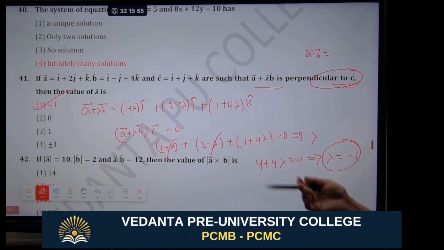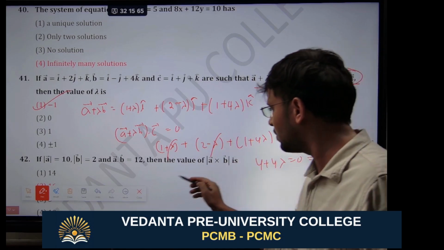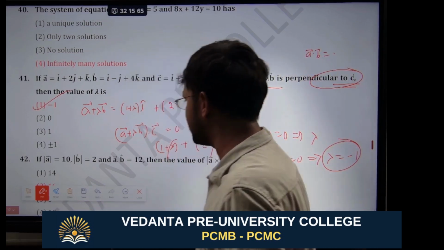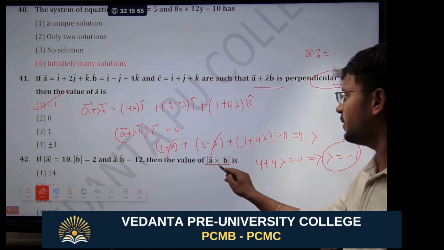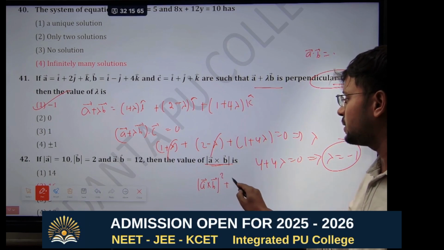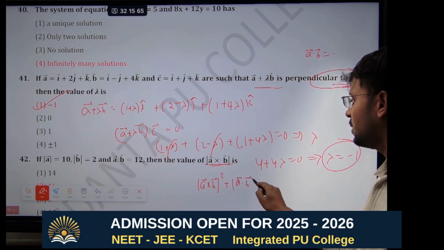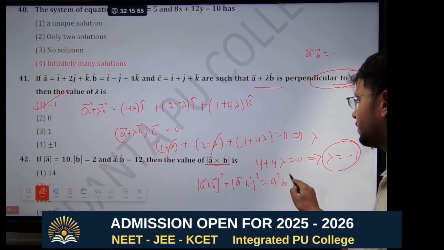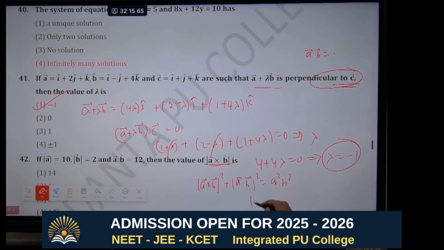Again, this is very important. Every year, almost a lot of times this question has been asked in KCET. So now see A cross B, we have one identity: A cross B whole square plus A dot B whole square is equal to A square plus B square. Everything is given. I have to find A cross B whole square.